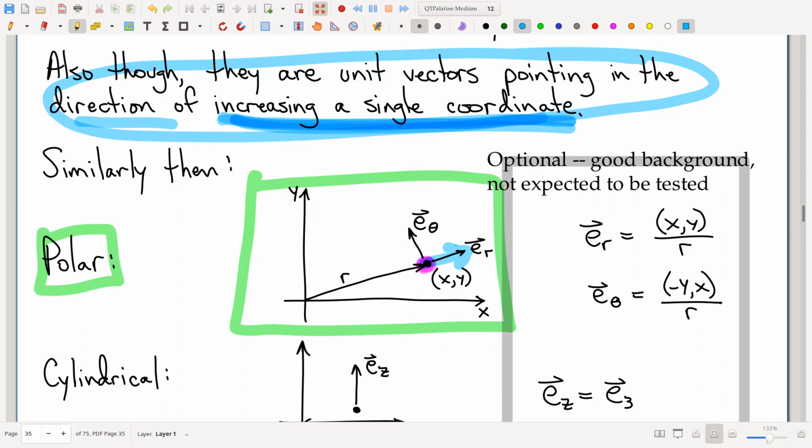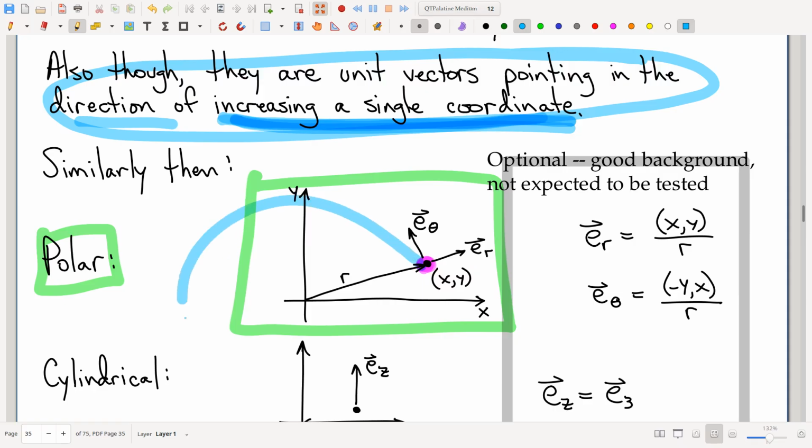And then I can talk about, what if I were going to hold r constant? Now I'm going to increase theta while r is being held constant. As I increase theta, what direction am I going? What is the direction of motion, instantaneously?